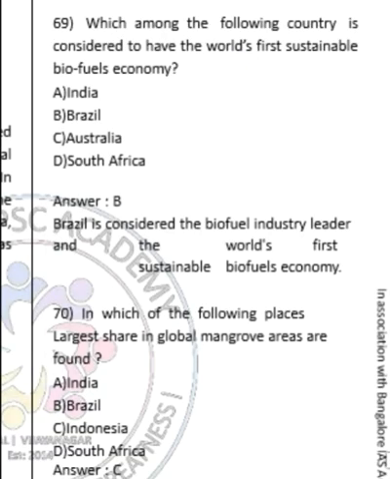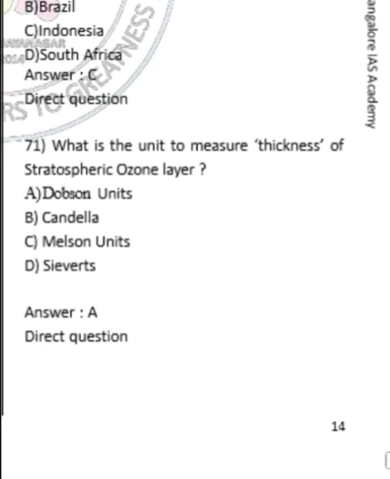Question number 69, it is asking which among the following country is considered to have world's first sustainable biofuels economy. Answer is option B, Brazil, a straightforward fact. Question number 70, it is asking in which of the following places largest share in global mangrove areas are found. Answer is option C, Indonesia, again a straightforward fact. You can remember such facts from your exam point of view.